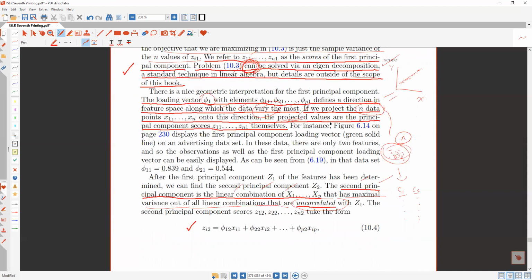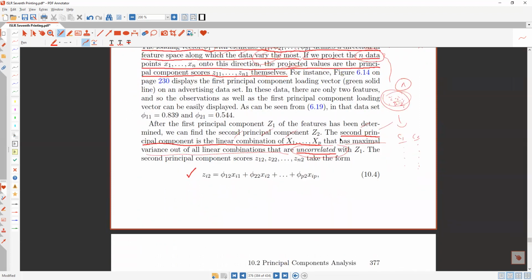But we also want to satisfy another constraint. Well, what's the other constraint we want to satisfy? We want to satisfy the constraint that it's uncorrelated with Z1. So in other words, that first component that we extracted, we don't want the second component to be correlated with it. The second component that's being extracted, we do not want it to be correlated with Z1. So there's our second component scores. Those are all our component scores. That's what takes the form of the linear combination, but it's going to be uncorrelated with Z1.